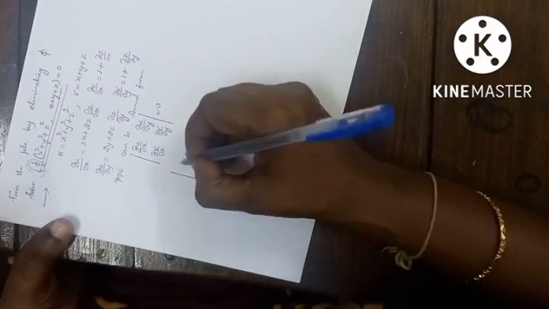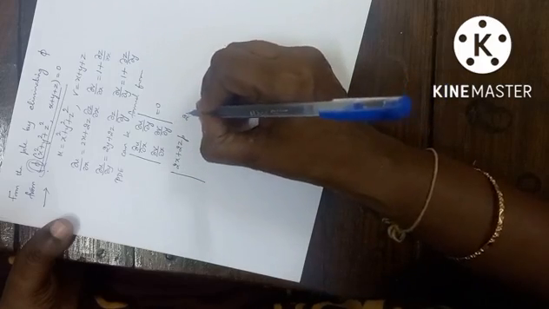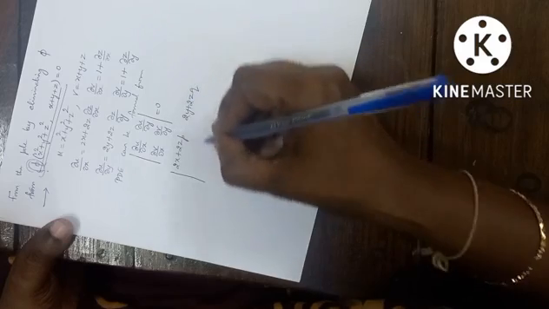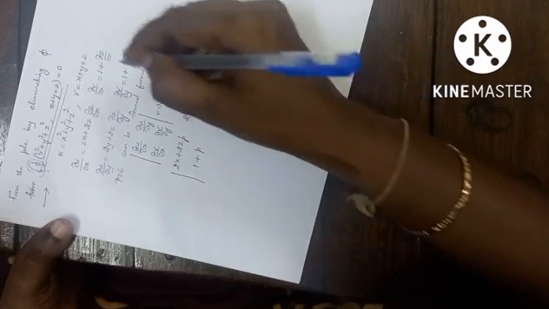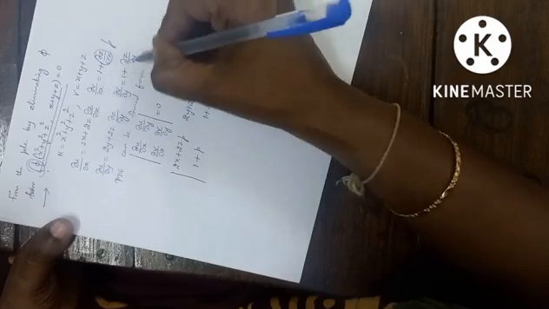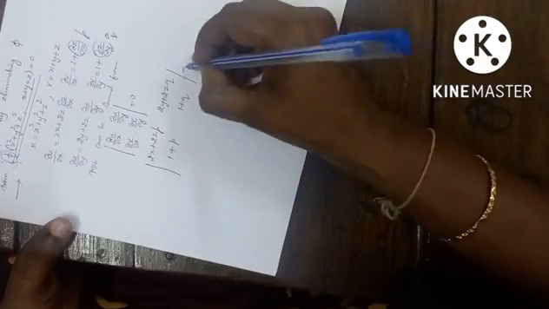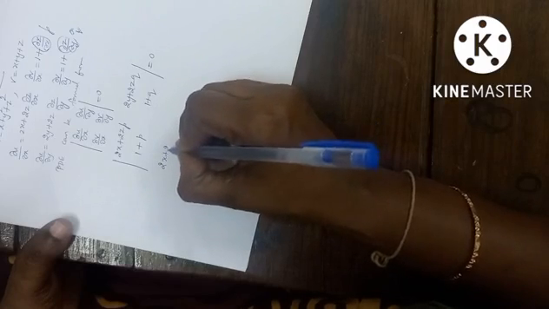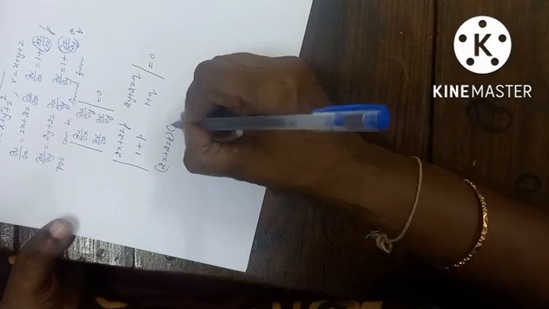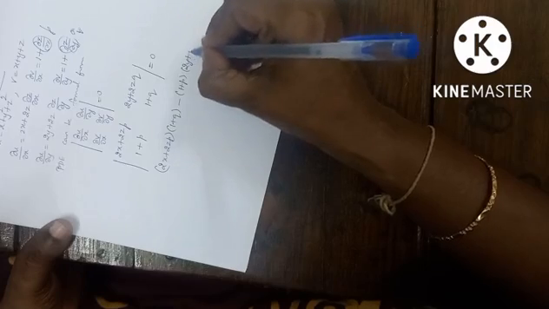So dou u by dou x is 2x plus 2zp. Dou u by dou y is 2y plus 2zq. Dou v by dou x is 1 plus p, and dou v by dou y is 1 plus q, because we know dou z by dou x is p and this is q, the notation. This is equal to 0. We expand the determinant: 2x plus 2zp into 1 plus q minus 1 plus p into 2y plus 2zq equal to 0.